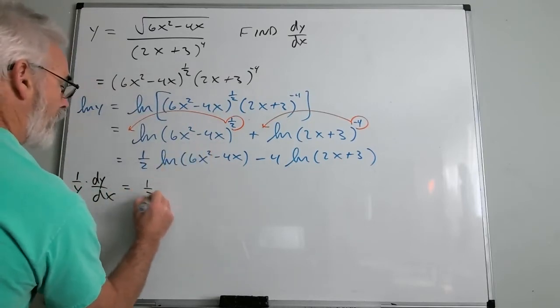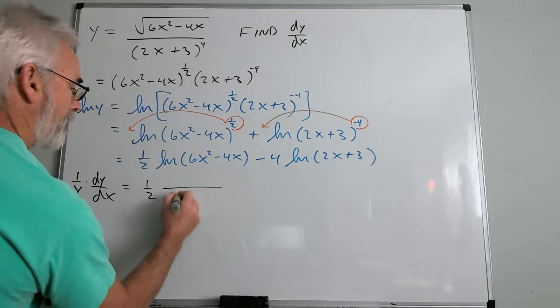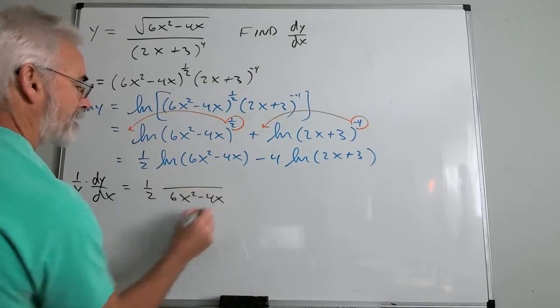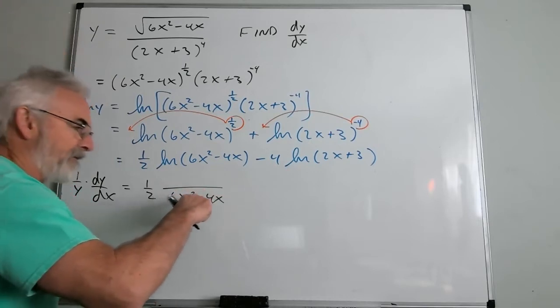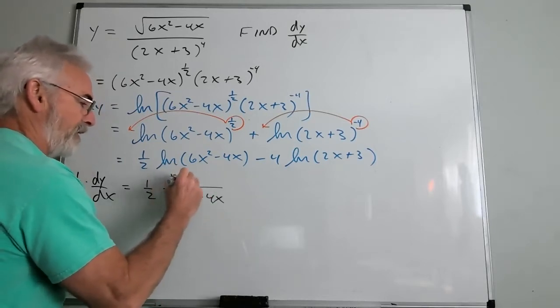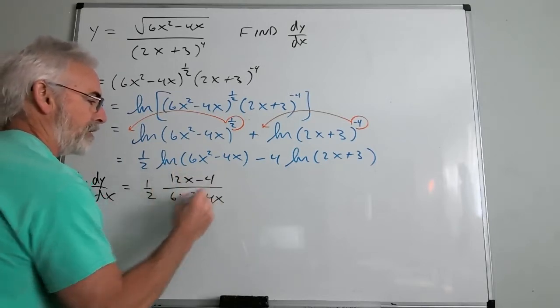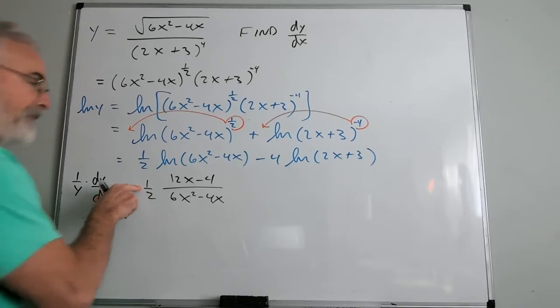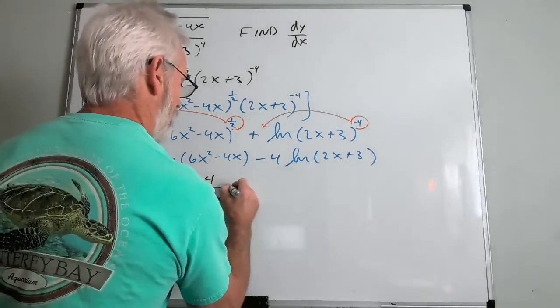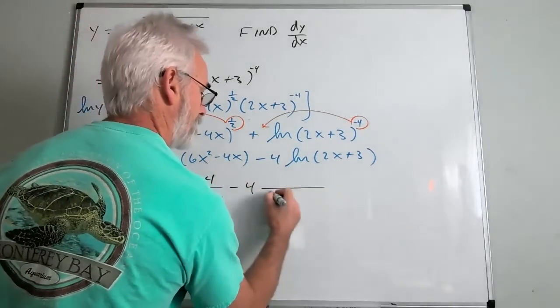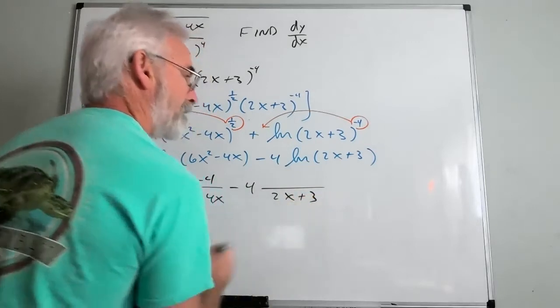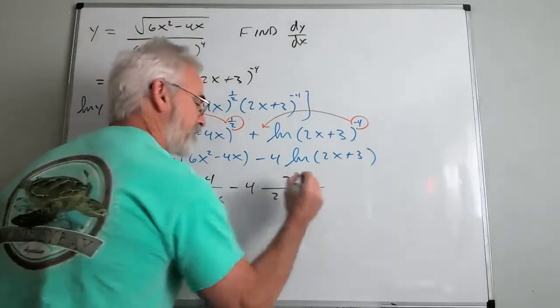This is going to be 1/2. I'm going to be lazy and write it like this. What's the derivative of that quantity? It's 12x minus 4. And again, I'm going to multiply that by 1/2 at some point. Minus 4 times the derivative of that, which is just 2.